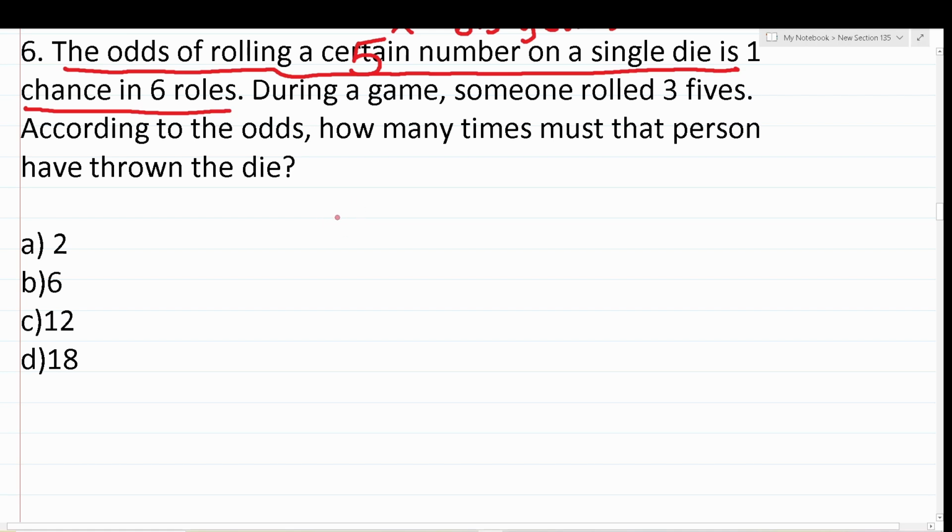Here's the first roll. They didn't roll a 5. Here's the second roll. They didn't roll a 5. Here's the third roll. They didn't roll a 5. On the fourth roll, they rolled a 5.